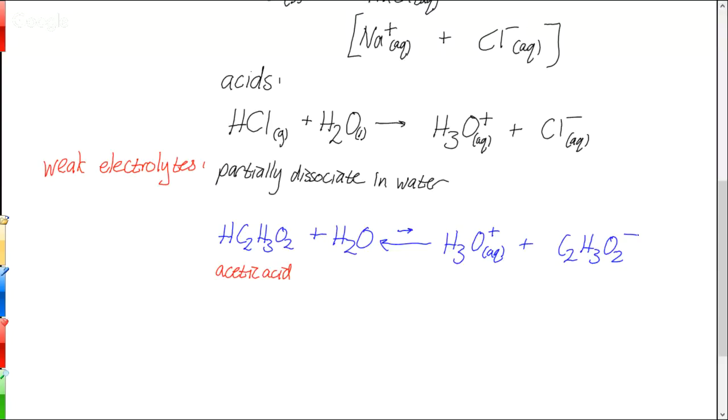C2H3O2 minus. So this can produce ions, but because of the way that it is structured and the way it reacts, it mostly doesn't. It mostly just stays neutral. And so that makes it a weak electrolyte. Only a little bit of ions get in solution, so it can only conduct electricity a little bit.